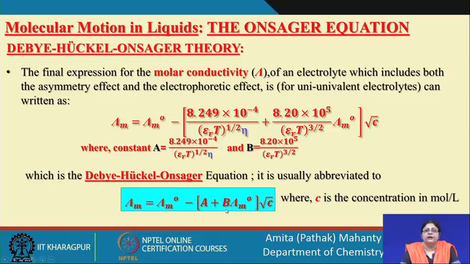Isn't this equation quite similar to what we had talked about in the Kohlrausch law? In the Kohlrausch law, we had taken lambda for molar conductivity at any concentration equal to molar conductivity at infinite dilution minus K under root C. So, the K which we had in the previous equation, we have now tried to justify in terms of the electrophoretic effect, and this is because of the relaxation effect associated with the ionic atmosphere of an electrolyte.